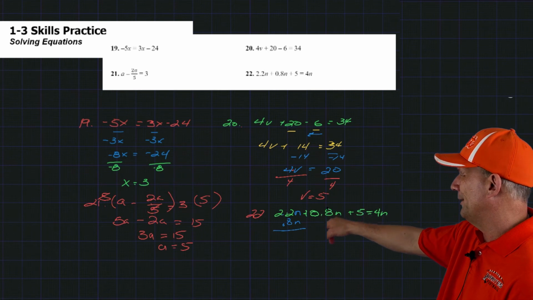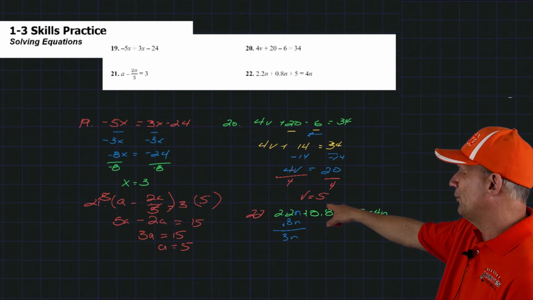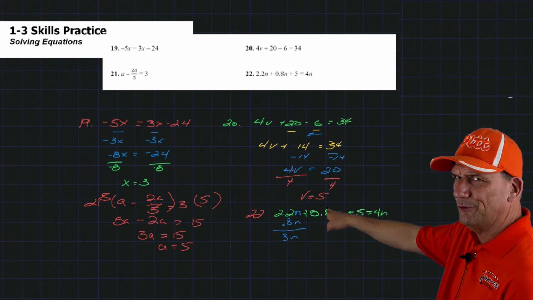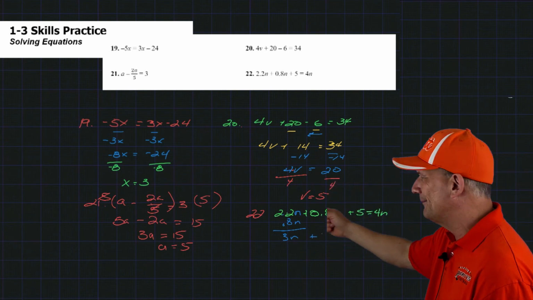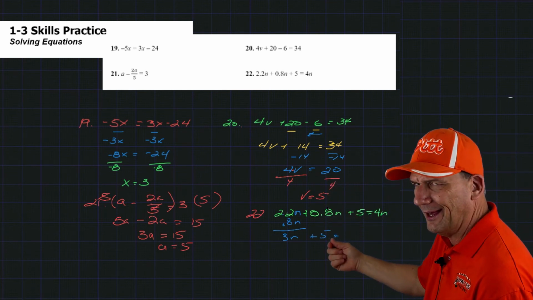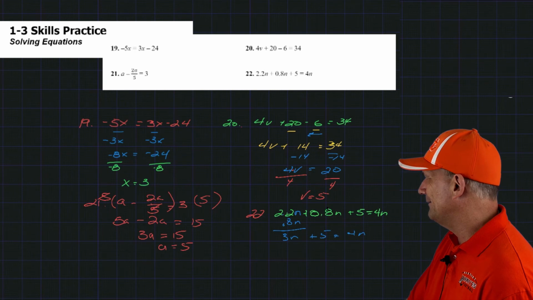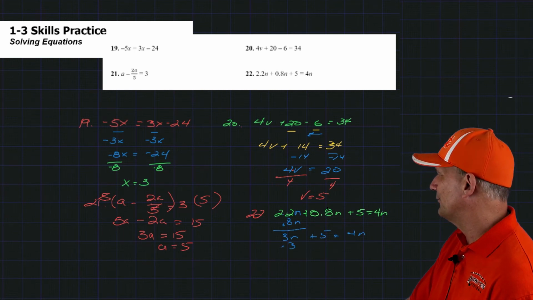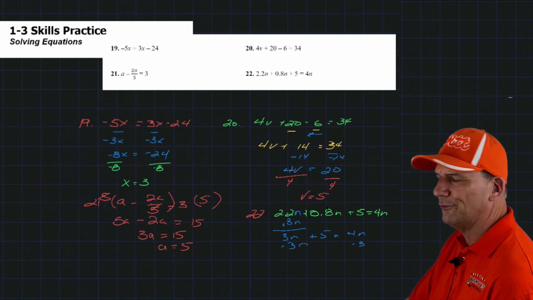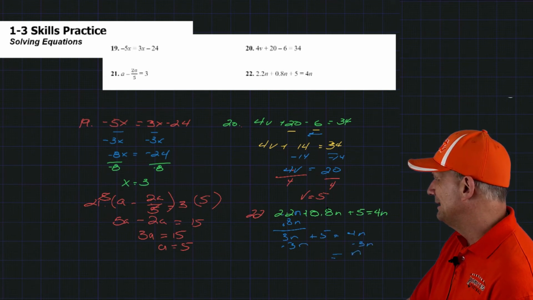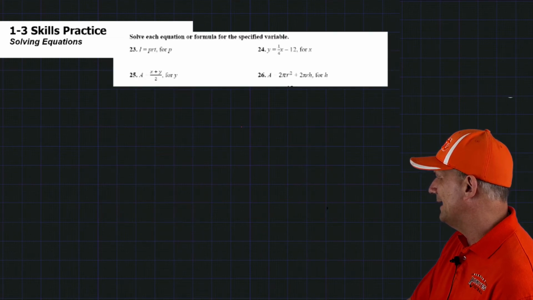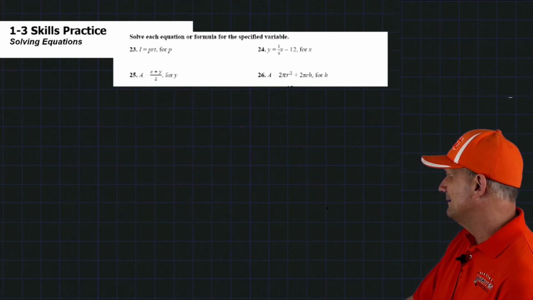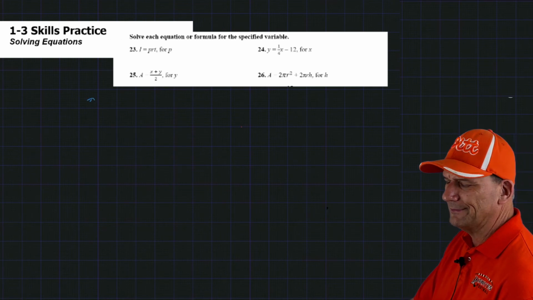So if I put 0.8n underneath the 2.2, that's $2.20 plus 80 cents, that's 3n. Okay? 3n plus 5 equals 4n. So what are we going to do? We're going to subtract the 3n from both sides. We get n equals 5.